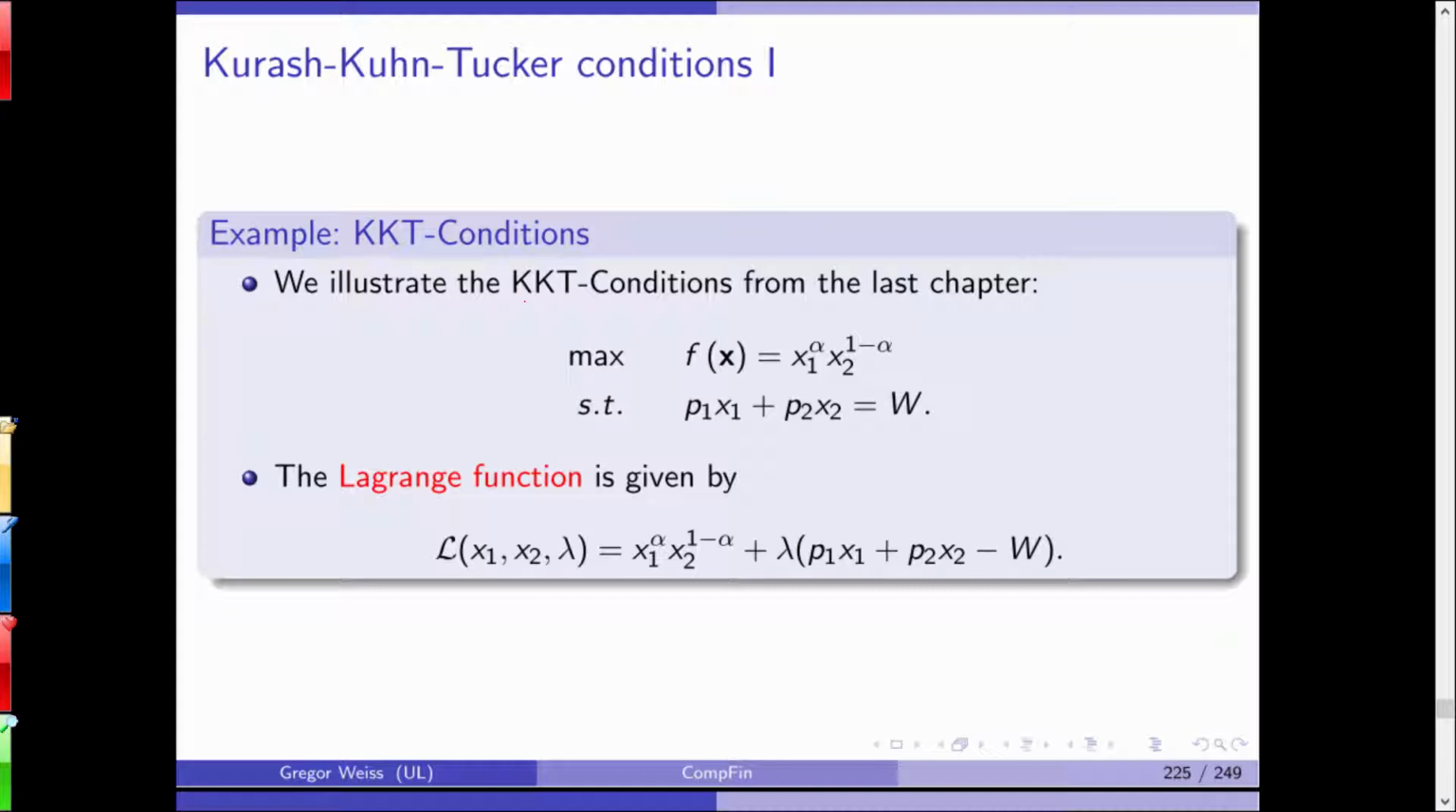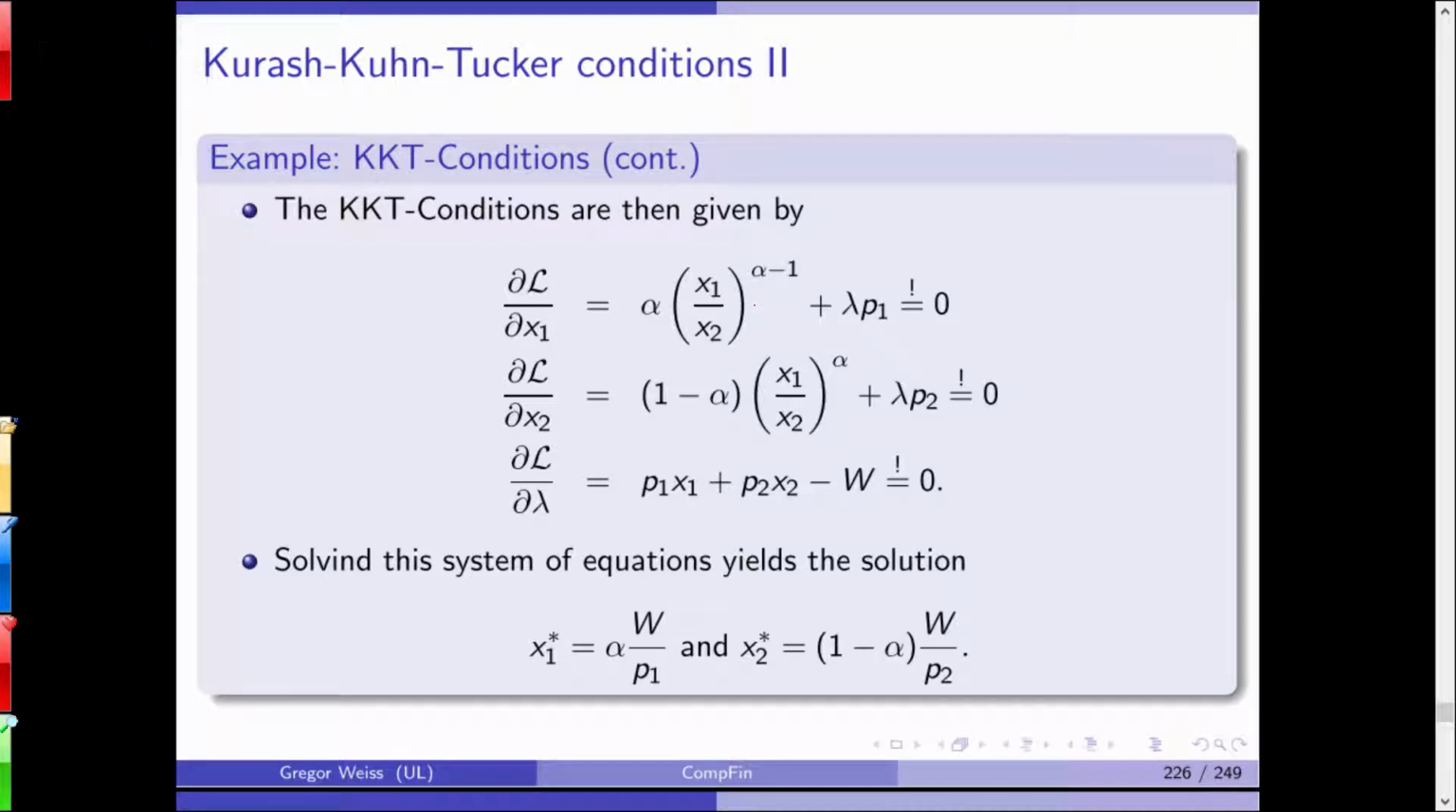Now, first of all, we illustrate the KKT conditions. We want to maximize. You can see this is already a very simple example from production theory. You have a production function x1 to the alpha power times x2 to the 1 minus alpha power, which simply is what? It's a Cobb-Douglas production function, exactly. And we have a budget constraint, p1 times x1 plus p2 times x2 has to equal w. So this is our budget constraint. The Lagrange function is given by f plus lambda times the constraint equal to 0. The three KKT conditions are then given by the partial derivatives with respect to x1, x2, and lambda having to equal 0, and solving this system of equations yields this solution, x1 star and x2 star.